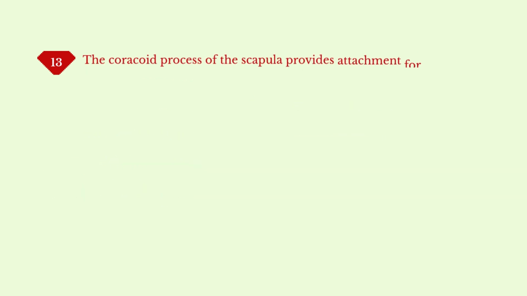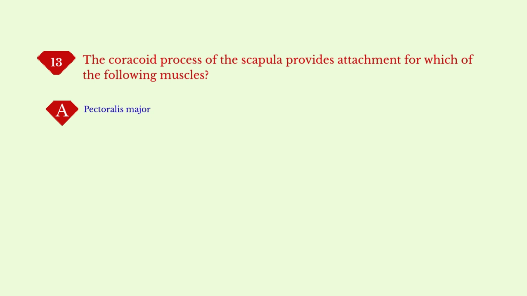The coracoid process of the scapula provides attachment for which of the following muscles? A. Pectoralis major. B. Trapezius. C. Biceps brachii. D. Deltoid.